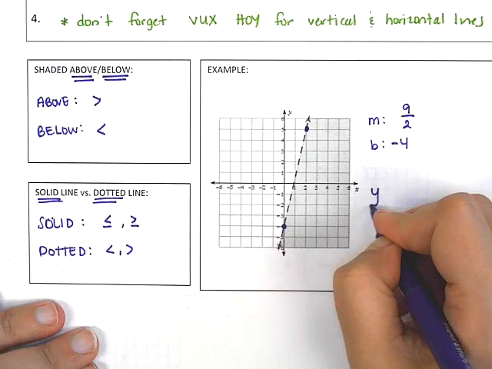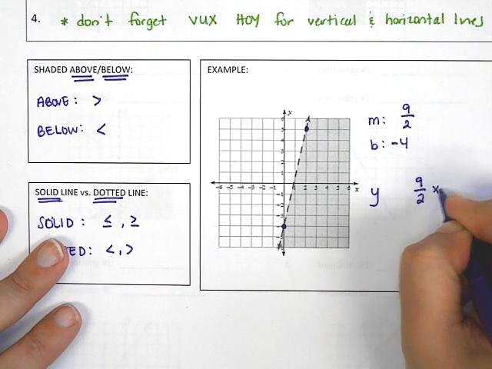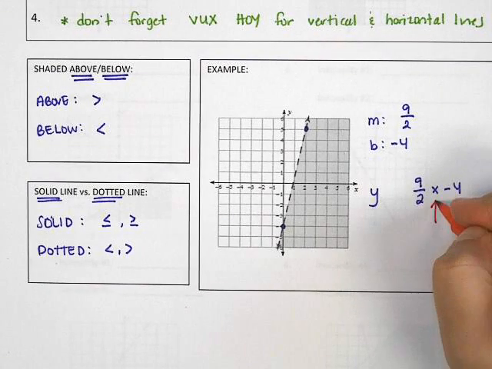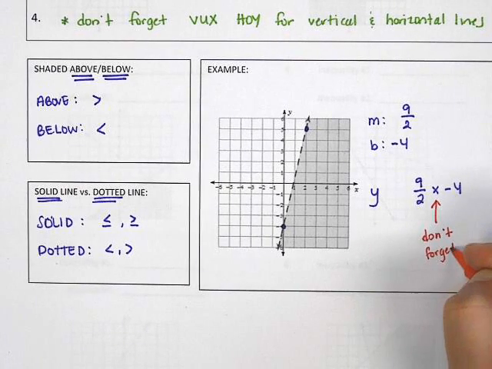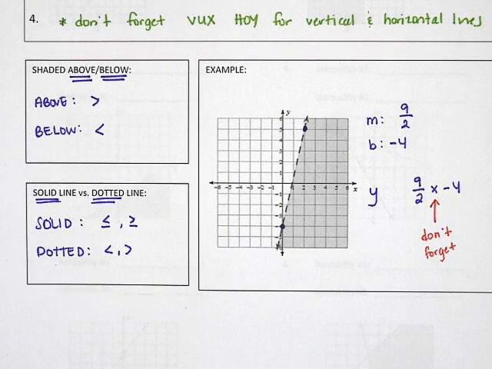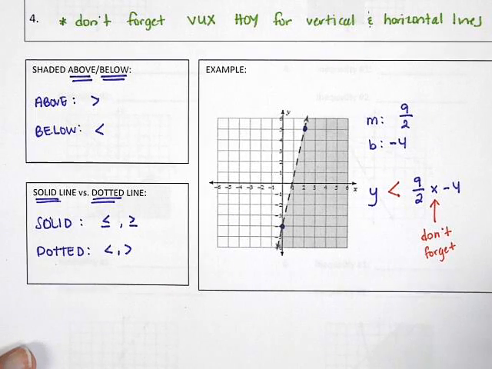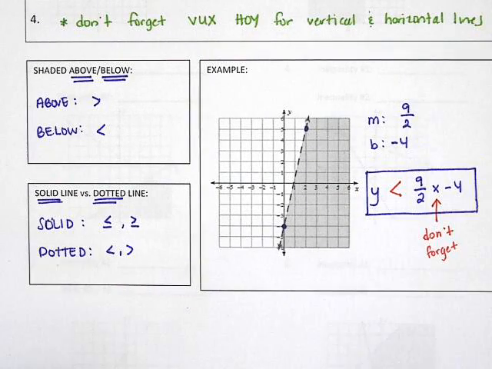Now I would set up my problem. y, and then a space, 9 over 2x minus 4. Don't forget the x. That is something that a lot of students lose points for, is forgetting to put the x there. I think they're so excited about filling in the numbers that they forget the actual x. Now the shaded part here is below. So I would make my symbol a less than, and it's a dotted line, so I do not need an equal to, which means this would be my final answer.